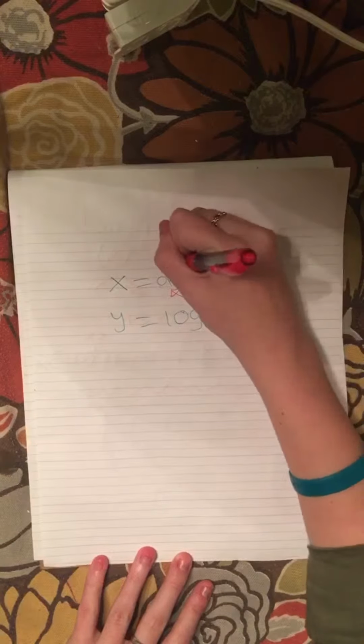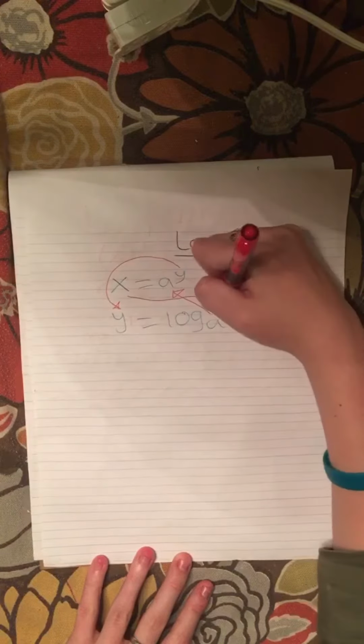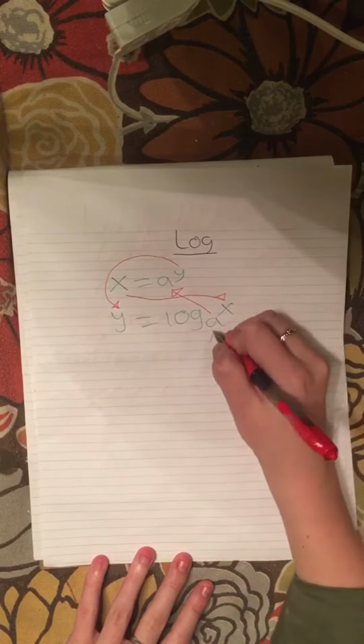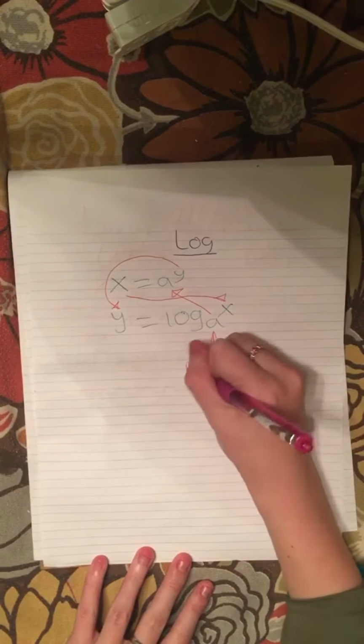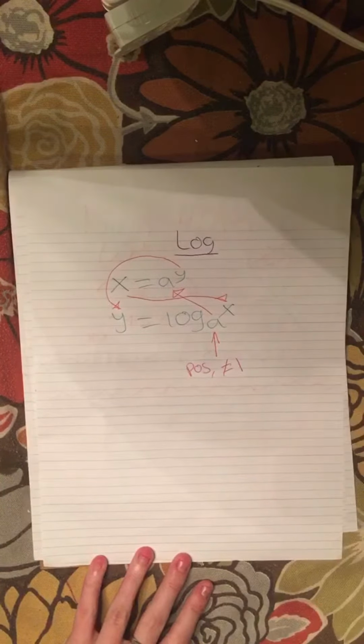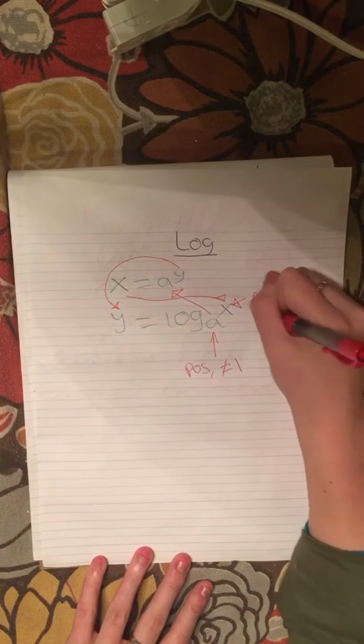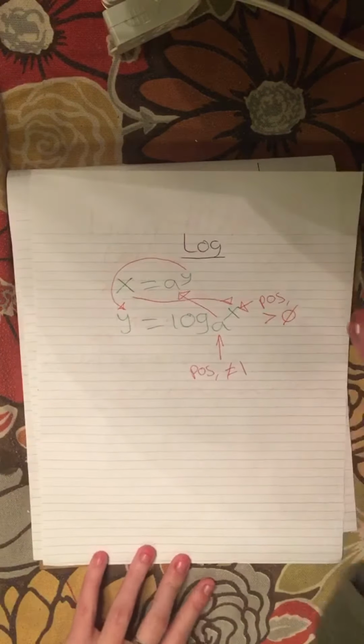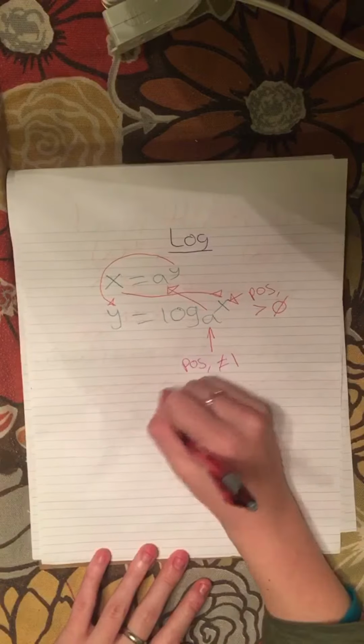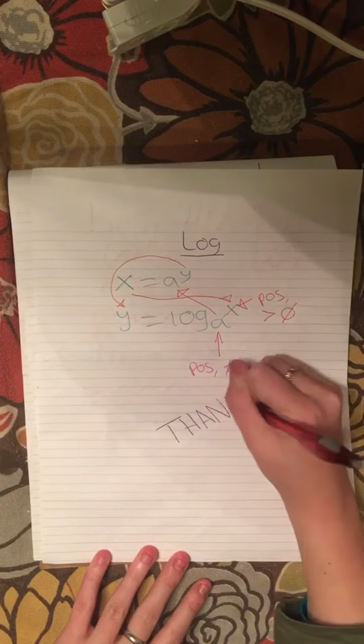There are, however, important rules that you must follow about logarithms. The base of the logarithm can be any positive number except 1, because any power of 1 will always equal 1. X must be a positive number, because a negative number in a logarithm will not compute. Logarithms are a simple way to explain the inverse of exponential functions.